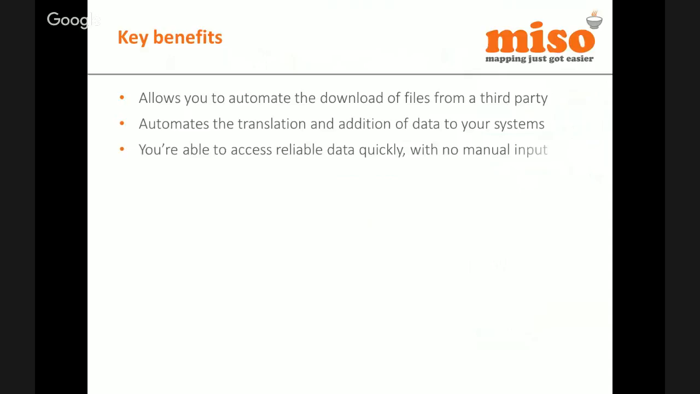Benefits: we get to automate that download. Again, we don't have to go to that website and click every single link. We can automate that translation straight away. So same as an API, except we're getting a file that we don't actually have on our systems, taking a file from somewhere else and using it straight away. Okay, so you're able to access it very quickly.